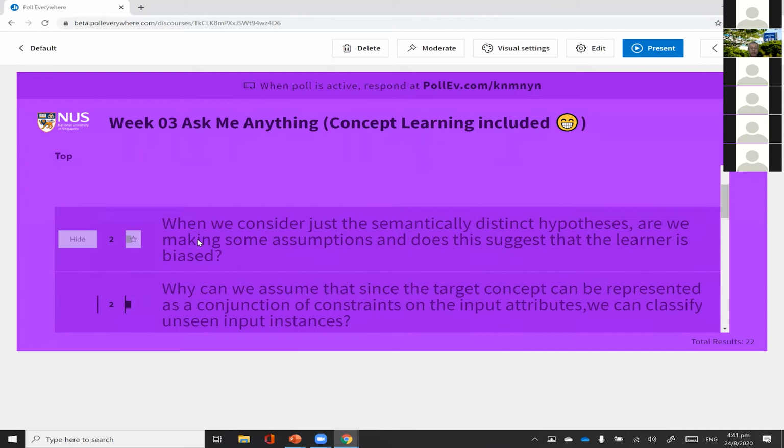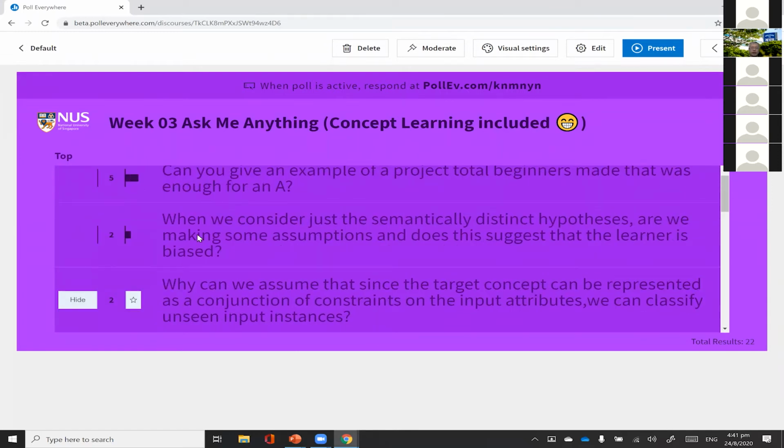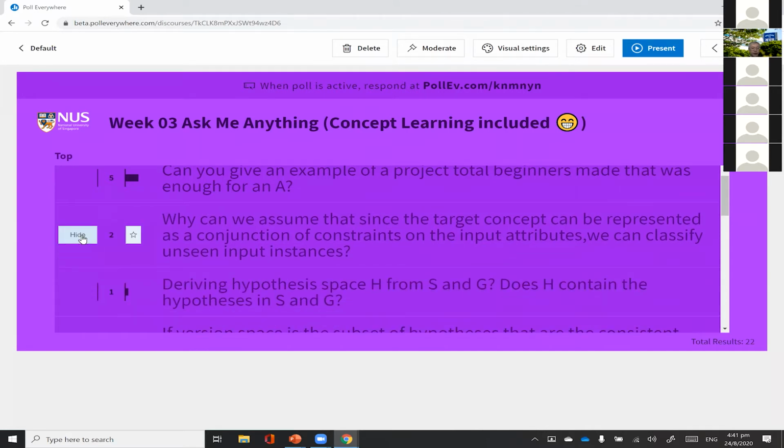Okay, so when we consider just the semantically distinct hypotheses, are we making some assumption, or does this suggest that the learner is biased? Okay, let me put this up. Oops, did I hide it? Drat. No, I hit the wrong button. I'm very sorry about that.